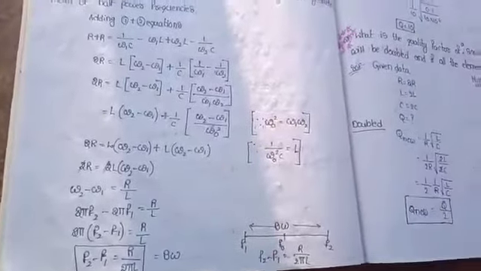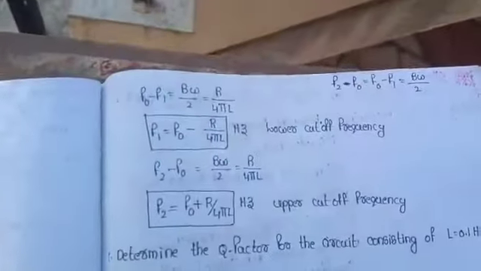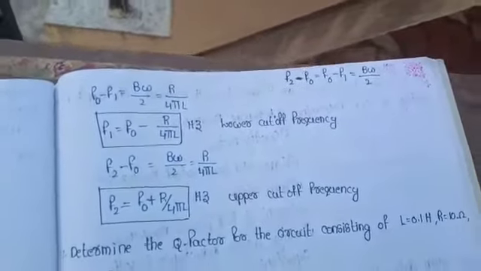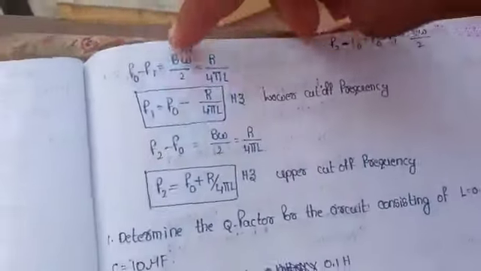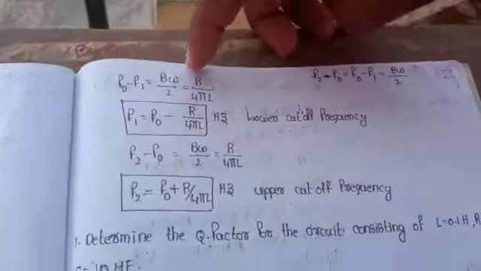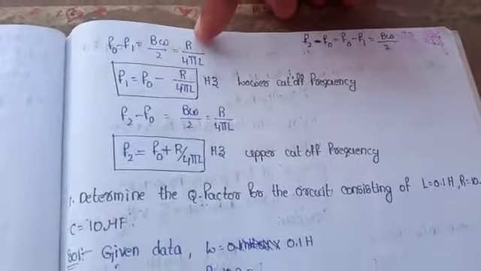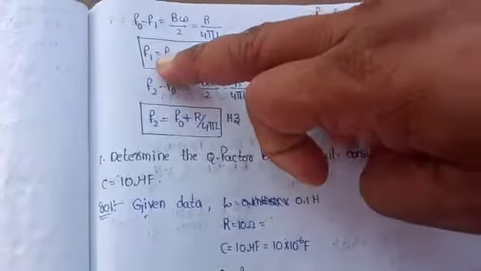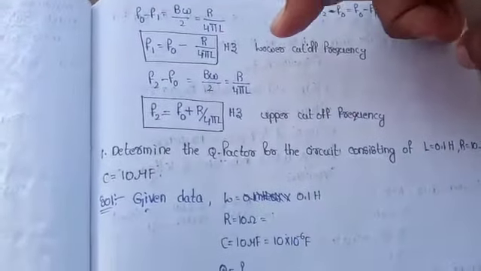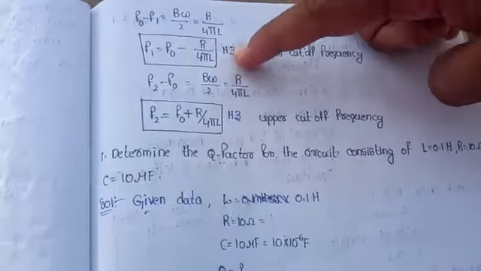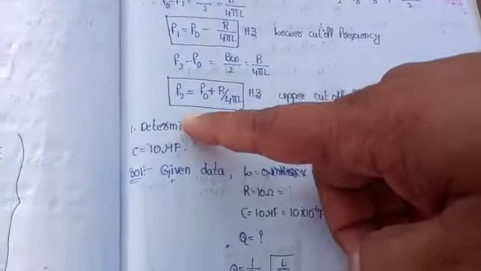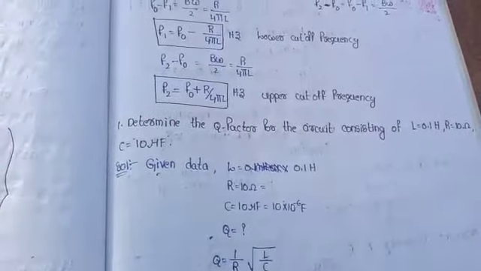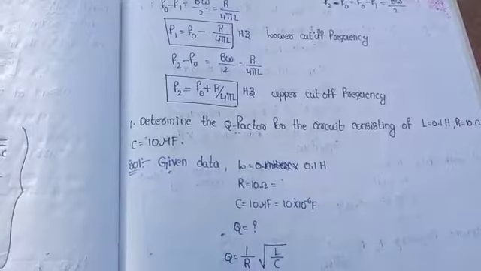Now we calculate F1 and F2 also from the bandwidth. F minus F0 is equal to bandwidth by 2, that is R by 4 pi L. Therefore the lower cutoff frequency is equal to the resonant frequency minus R by 4 pi L. Similarly, the upper cutoff frequency is equal to F0 plus R by 4 pi L.